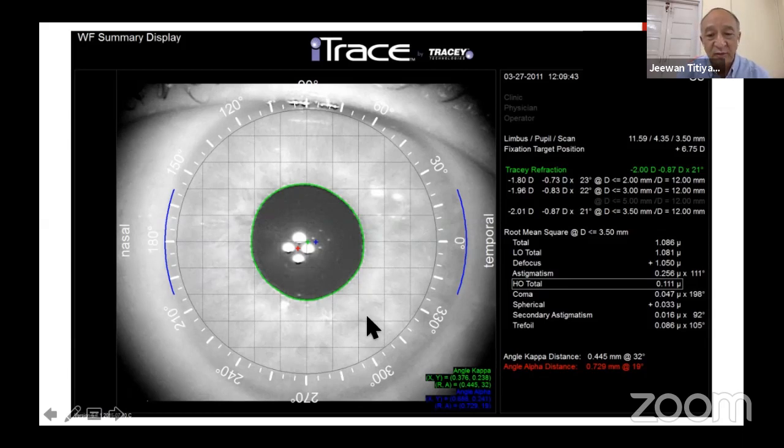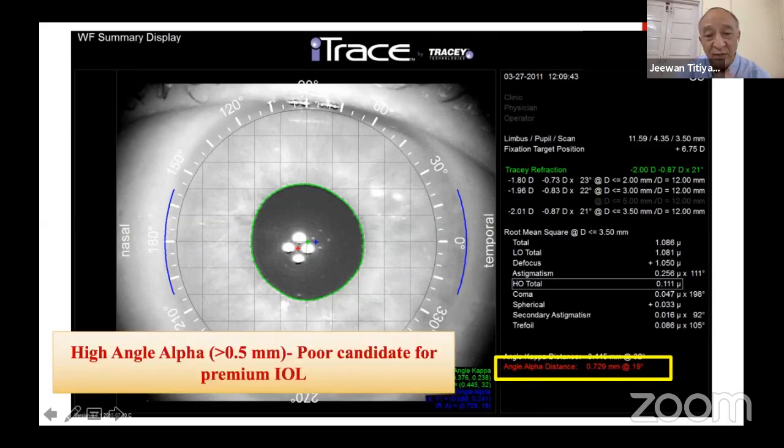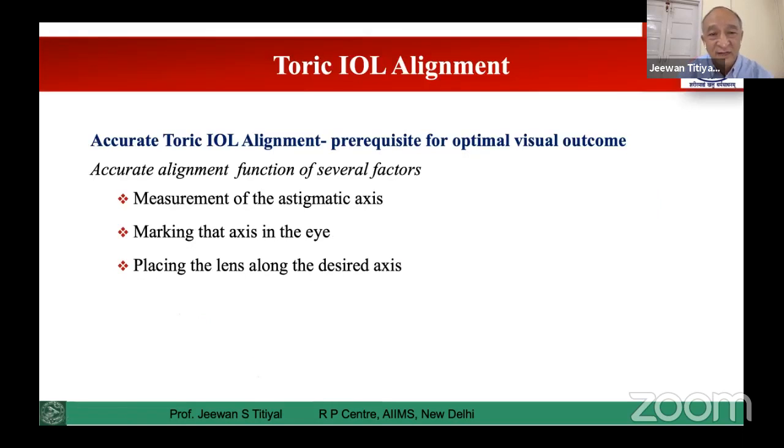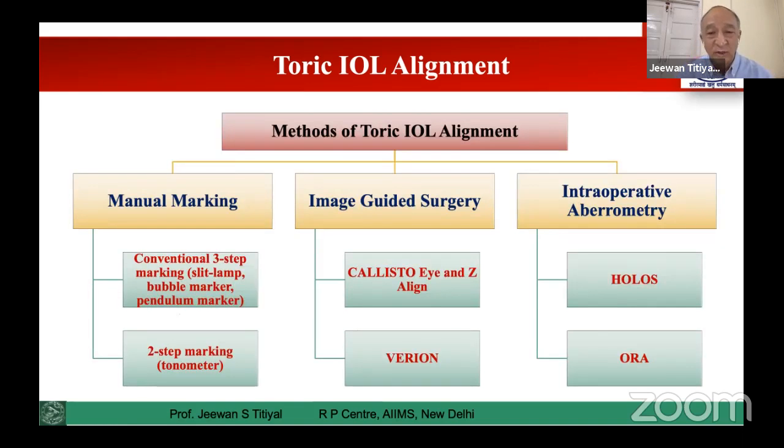If you do aberrometry for these patients, you can have access to angle kappa and angle alpha. Accordingly, you can decide which case is suitable for toric or multifocal IOLs, and that will decrease post-op chair time with patients having glare and halos. Intraoperatively, I think that's a major concern for all of us, how we make things easier with image-guided surgery. Proper toric alignment requires an accurate assessment of the toric axis, and getting the IOL physically into the right position is much more important for us.